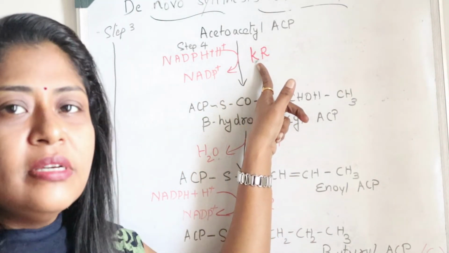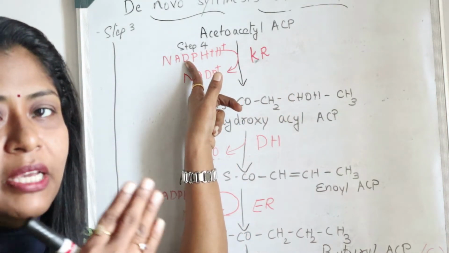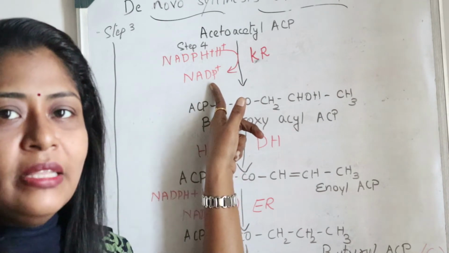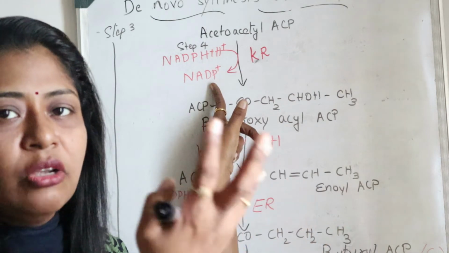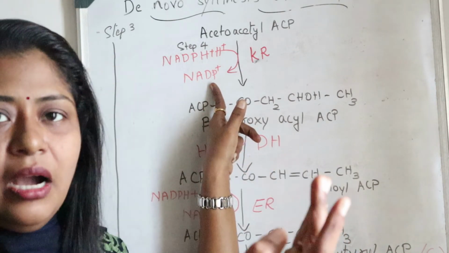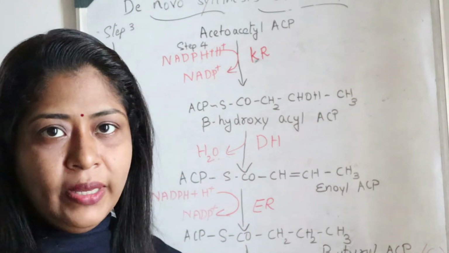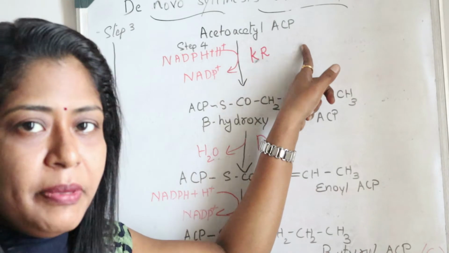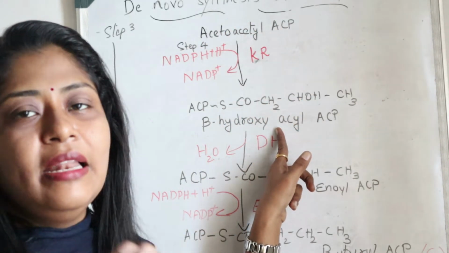So the reduction occurs and that requires NADPH. So NADPH plus H plus producing NADP plus. So we have seen so many things, that is this de novo synthesis of fatty acid requires ABC, that is ATP is required there, biotin is there, and carbon dioxide is required, and then another coenzyme, that is NADPH is also required. So what happens, this acetoacetyl ACP so formed gets reduced producing beta-hydroxyacyl ACP.